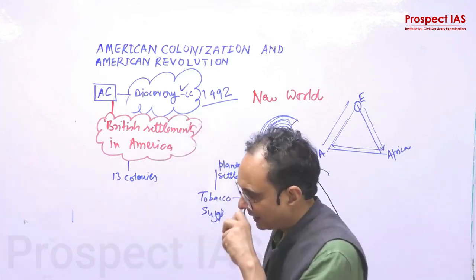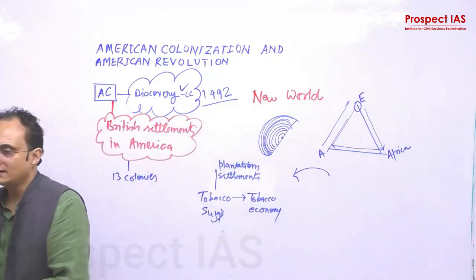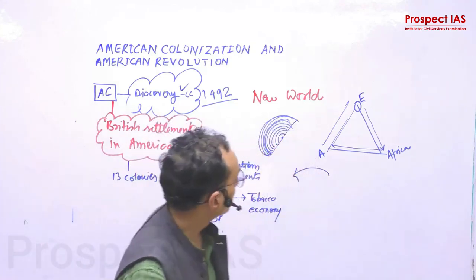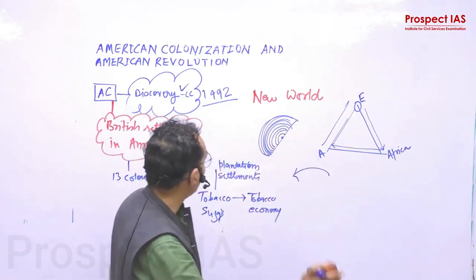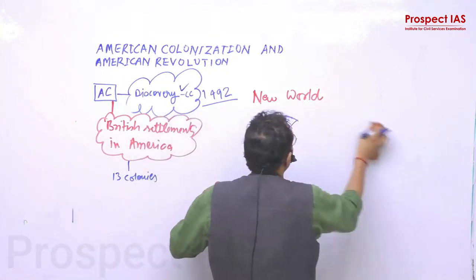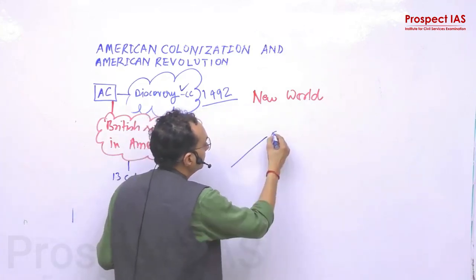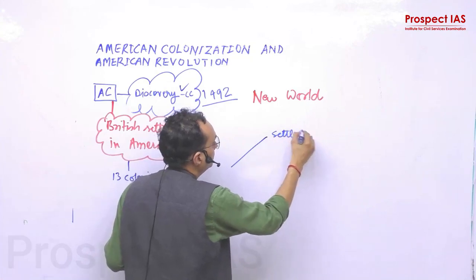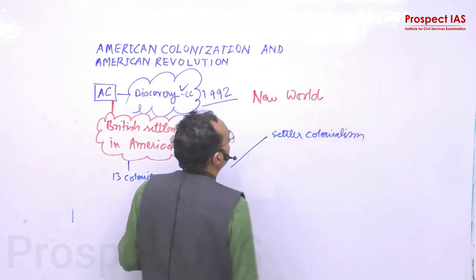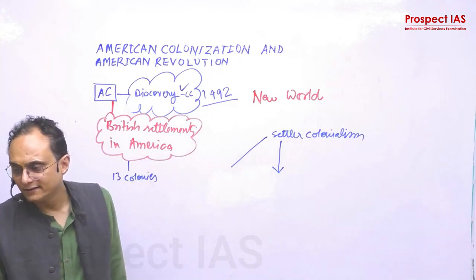Okay, next point: America was an example of settler colonialism. What is settler colonialism? It is a form of colonial settlement where people from the master country settled.